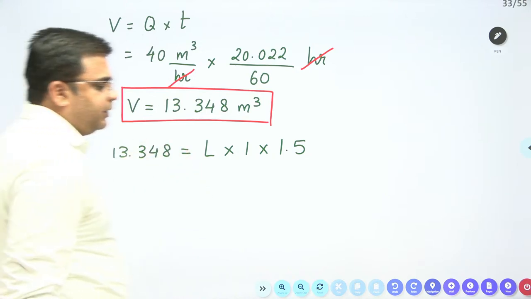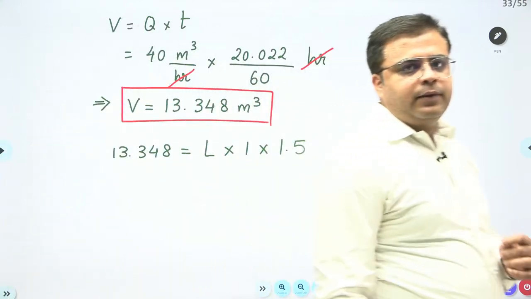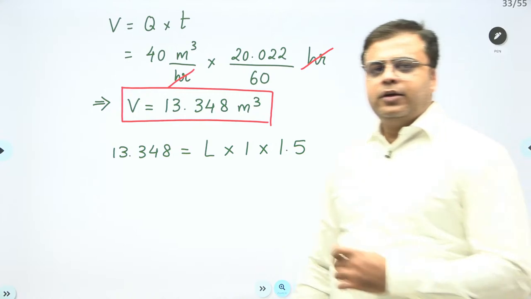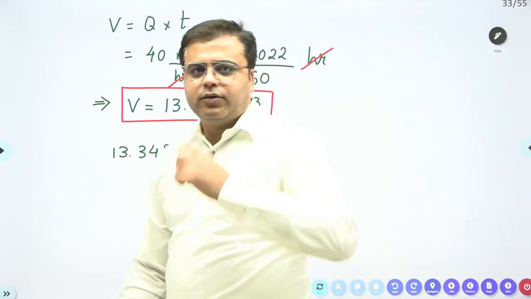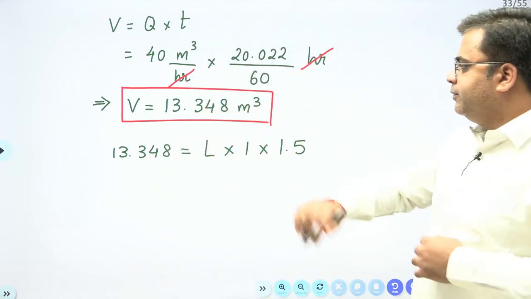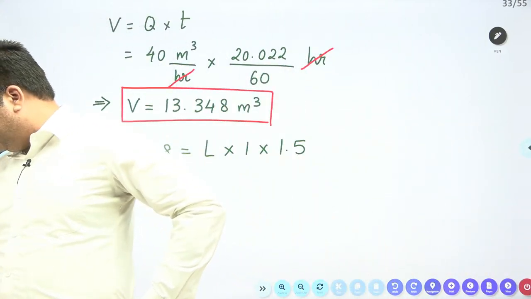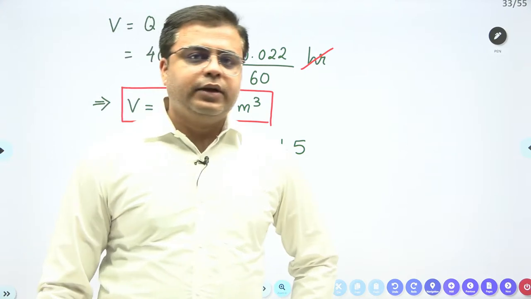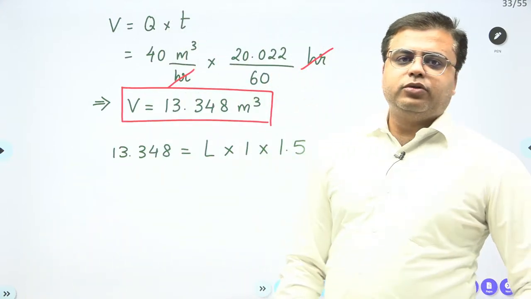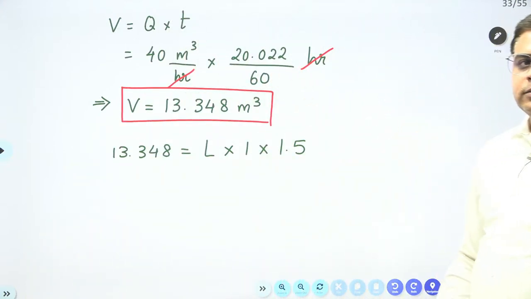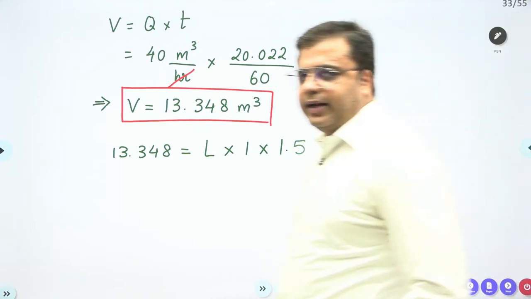Get me the length, L. Get me the length of the disinfection unit. Please get it up to 3 decimal places.